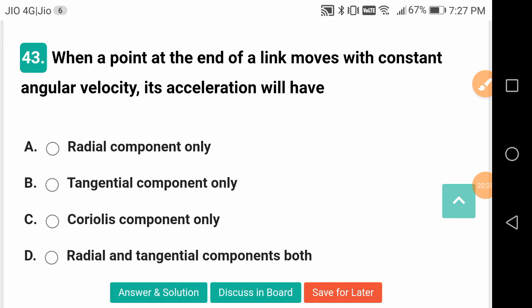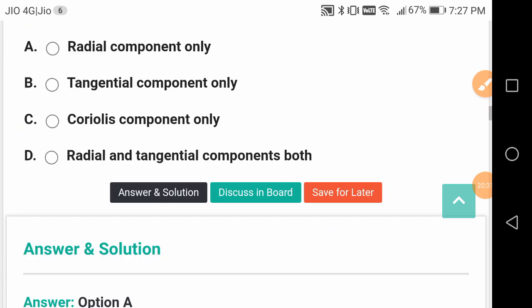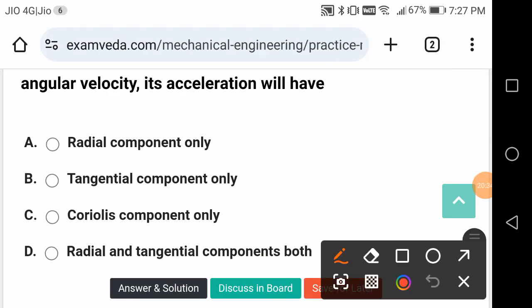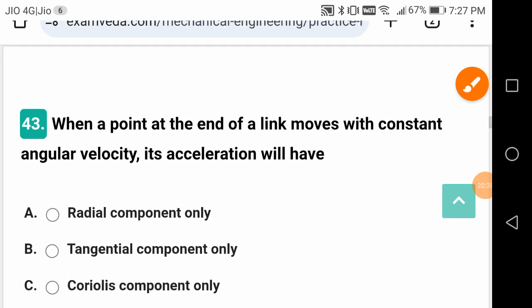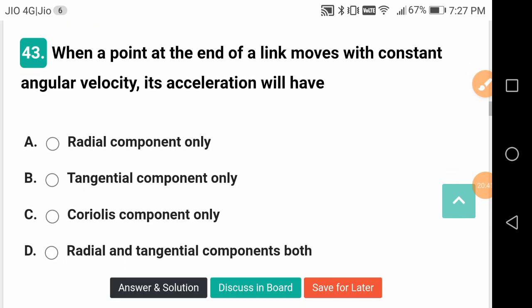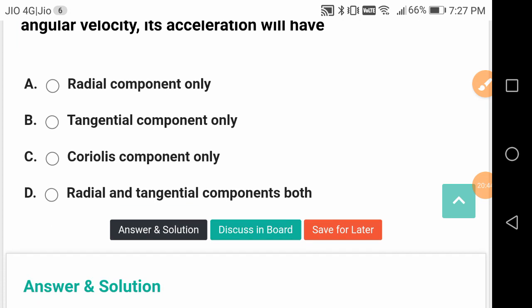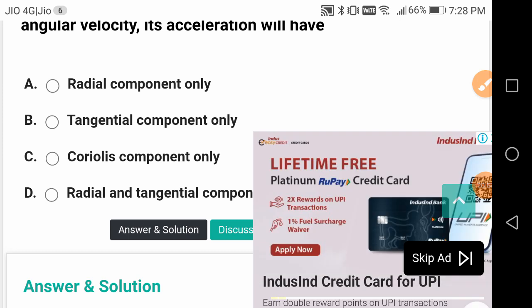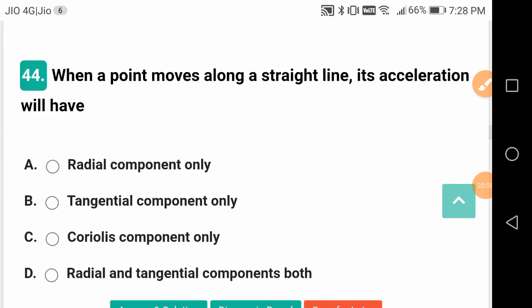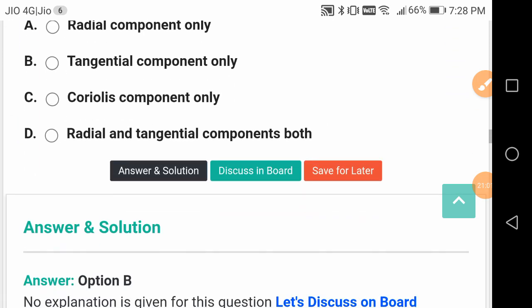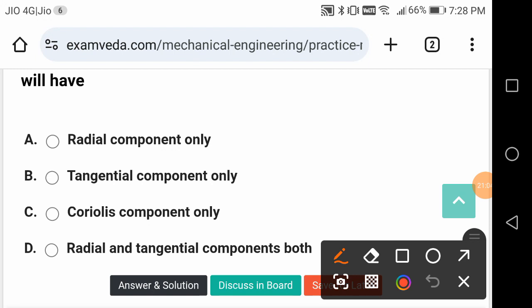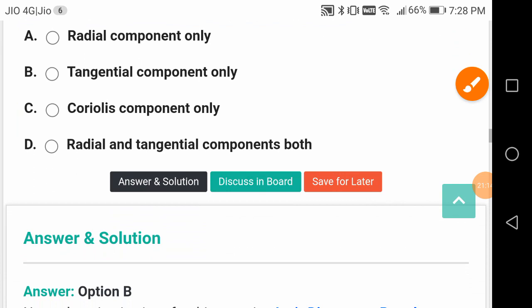When a point at the end of the link moves with constant angular velocity, its acceleration will have a radial component only. Otherwise there is also a tangential component. The algebraic sum of the radial component and tangential component gives the total acceleration of the link at any instant of time in a mechanism when it is transmitting motion. When a point moves along a straight line, its acceleration will have tangential acceleration only. When rotating at constant speed, only centripetal acceleration.